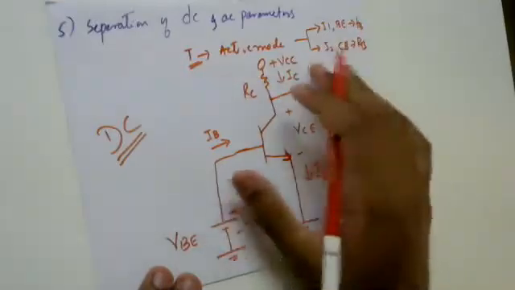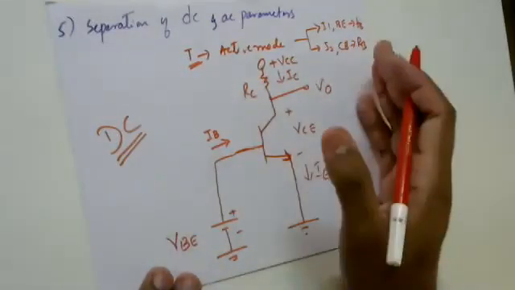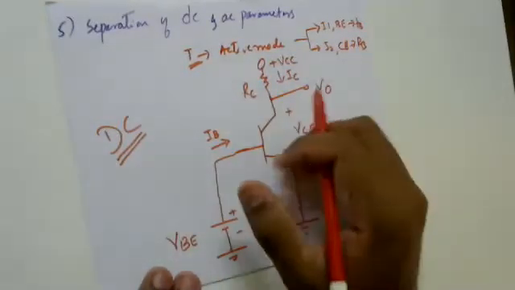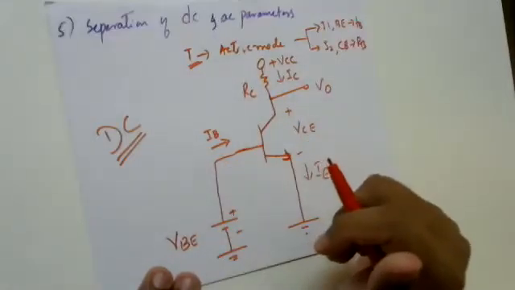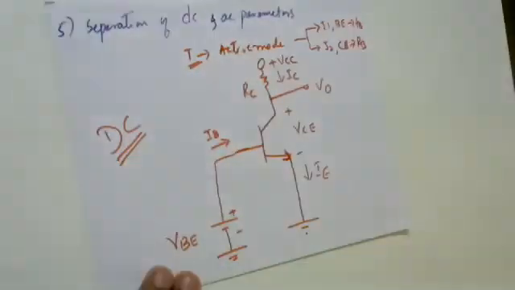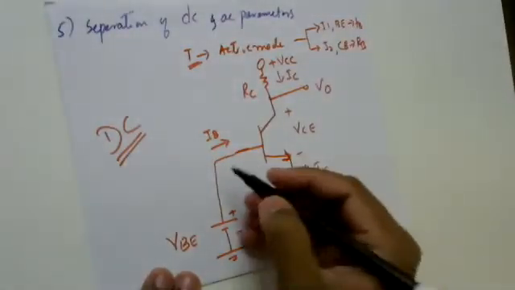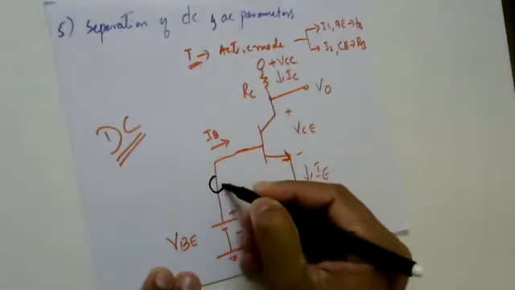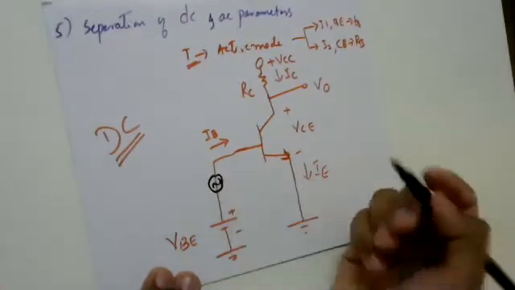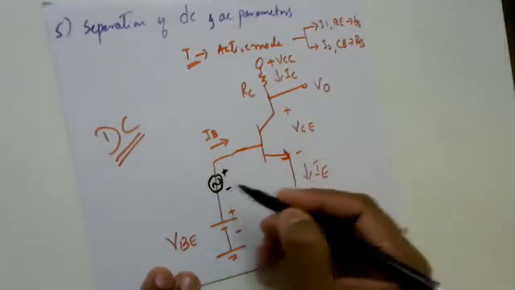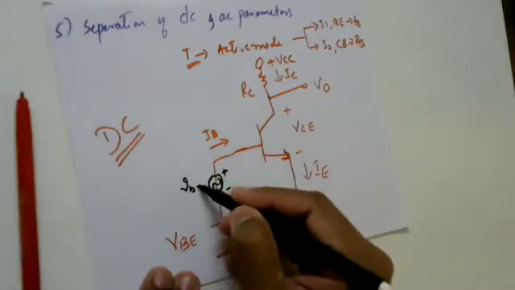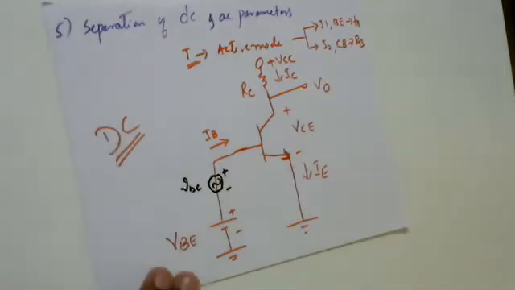Now, I can give a superposition of my AC quantities in the circuit the moment I add an AC signal to the circuit. So if I add an AC signal over here, and I represent this as positive, negative, as a small vbe, I represent this as a small vbe.